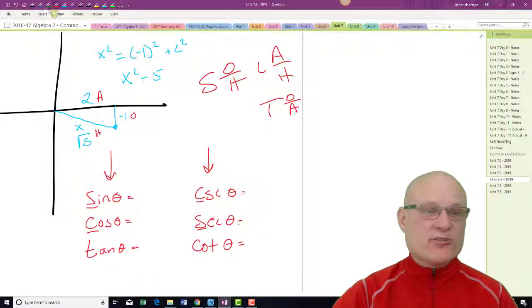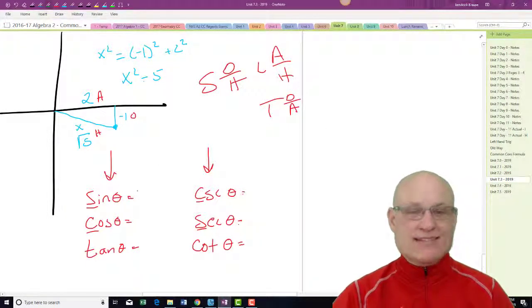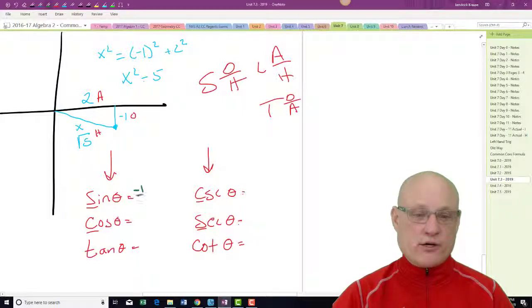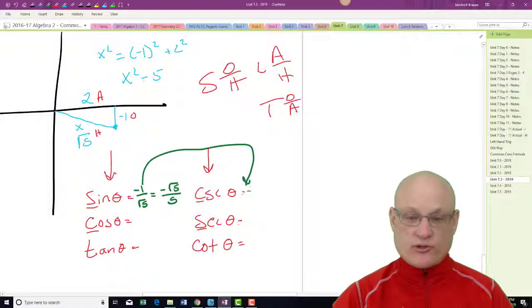Sine is opposite over hypotenuse. So -1 over the square root of 5. So hopefully by now you multiply by the square root of 5 over the square root of 5. You get negative square root of 5 over 5. Now the reciprocal of this is just negative square root of 5 over 1.